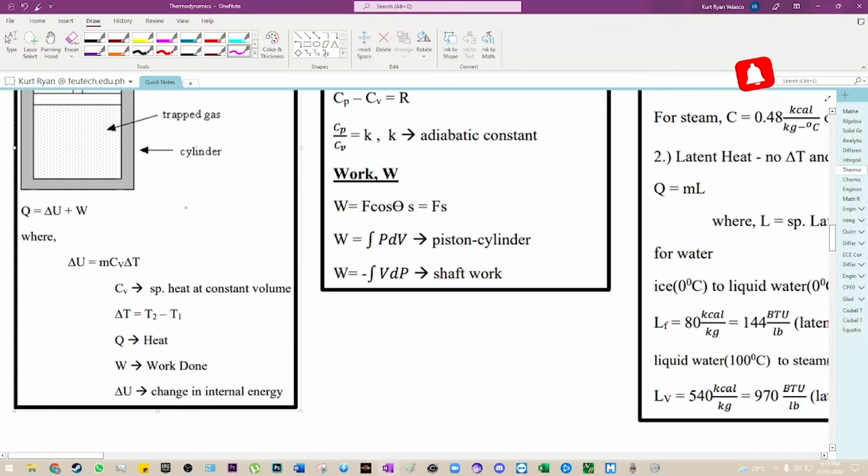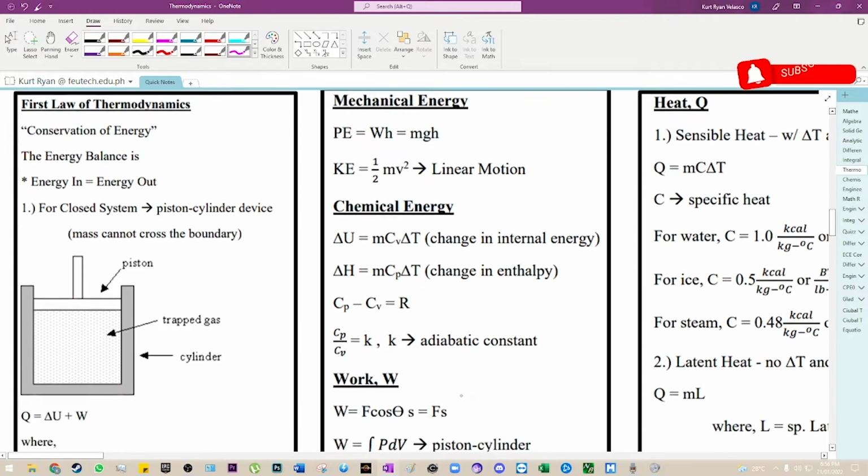So Q here is equal to delta U plus W. And of course, delta U is equal to m Cv delta T. So what are those parameters? Cv is what we call the specific heat at constant volume. Remember that. Delta T is just T2 minus T1. Q is the heat, W is the work done, and delta U is the change in internal energy. U stands for the internal energy.